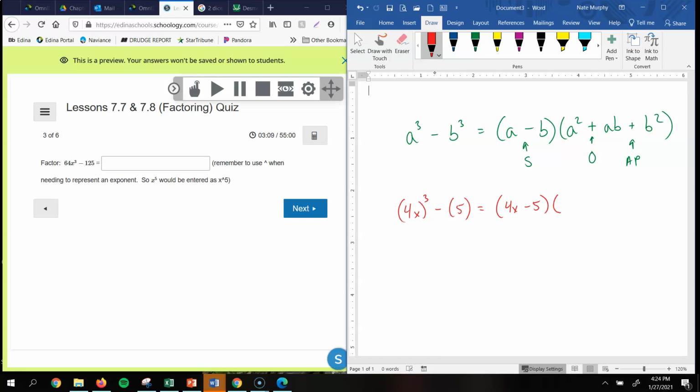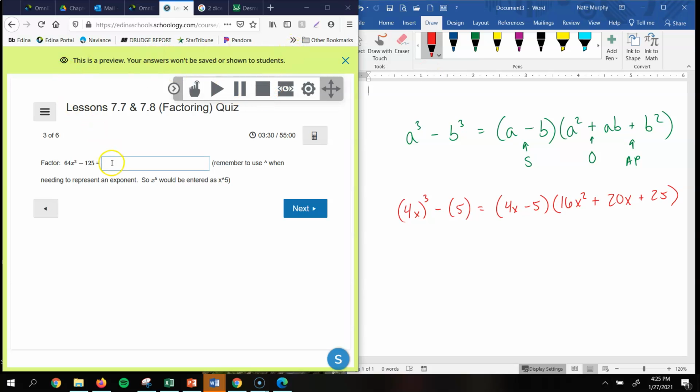And then we would square the 4x. Not just the 4, not just the x. We'd square the 4x and get 16x squared. Then it'll be plus. Then we multiply our values for a and b. So we take 4x times 5, and that would be 20x. And then it'll be plus, square the value for b, 5 squared is 25. So that would be your answer.